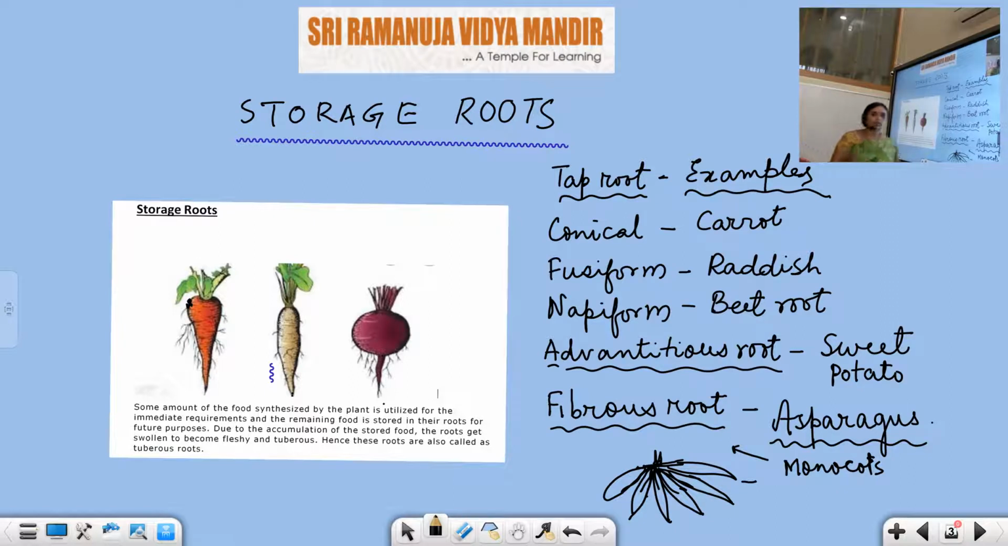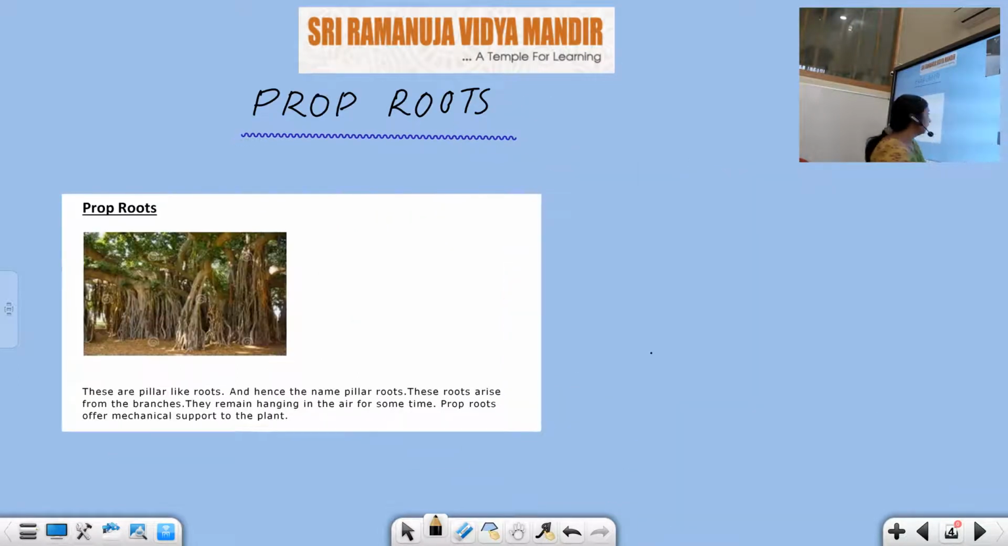In some plants, food material is stored in roots, and due to the storage of food material, roots get bulged. That is only called storage root. You have to remember all these examples, because many times it is asked in the NEET question, which is the example for fusiform. Fusiform example is radish. Many times this type of example question is asked.